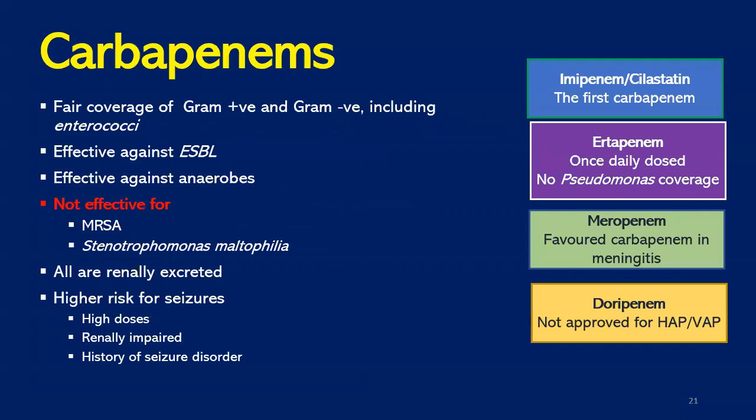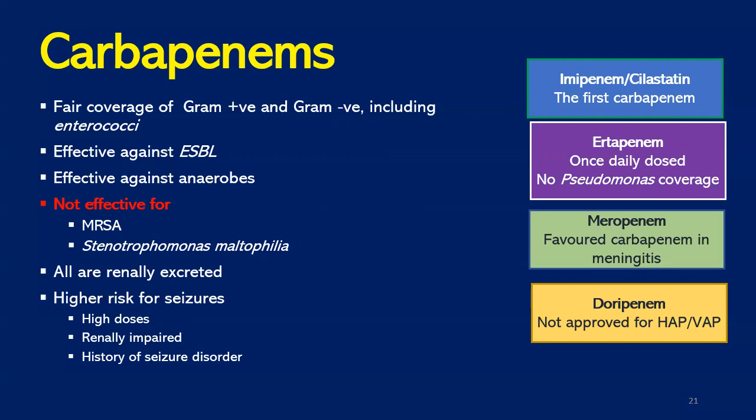Now, the carbapenems. I want you to know from the carbapenems the imipenem, cilastatin, and cilastatin is added to imipenem just to prevent its destruction or its renal excretion. Without cilastatin, the imipenem will be secreted in just 10 minutes, and it will be unable to exert antibacterial activity. They are effective against ESBLs and effective against the anaerobes, but not effective against MRSA and one of the nasty bugs that attacks patients' lives in hospitals, which we call Stenotrophomonas maltophilia.